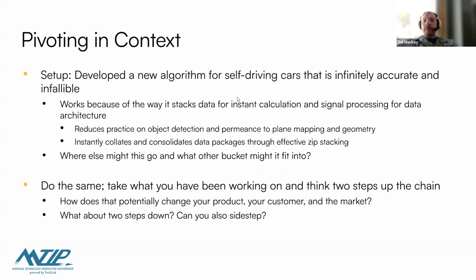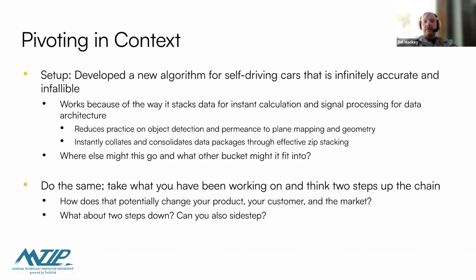So just a little context here, because it's always hard to think through abstract concepts whenever we're talking about things like, what do we mean when we talk about this two steps up and two steps down? Or what do we mean when we're talking about the pivots? So let's say that you're developing a new algorithm for self-driving cars, and yes, I use bad science words in here, but it's infinitely accurate and infallible. Yes, you can argue that nothing's ever infallible. You can't get infinitely accurate. This is a movie. Let's take it like that.